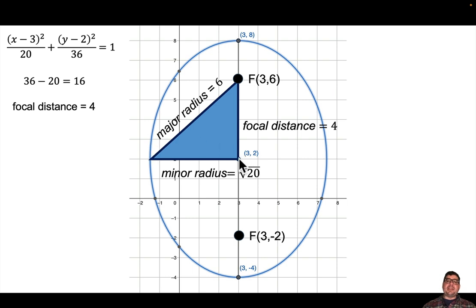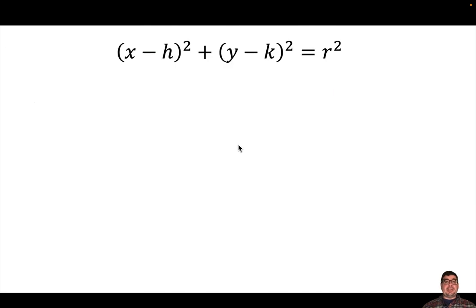Approximate, because you know where the center is, approximate where the co-vertices are and the vertices, and then draw that ellipse inside the rectangle. Finally, use what you know about this triangle to solve the missing pieces. In our case, we knew the major radius, we knew the minor radius, so we used that in the Pythagorean theorem to find the focal distance.